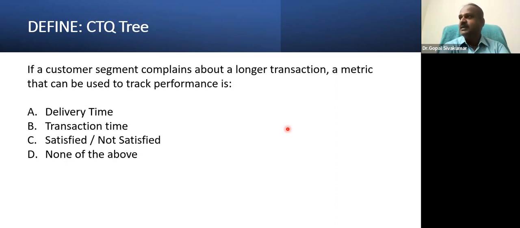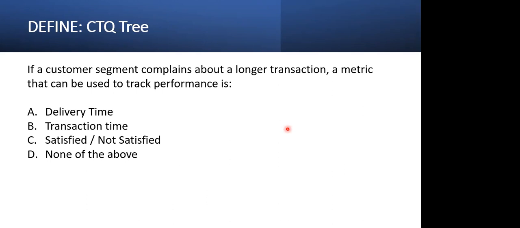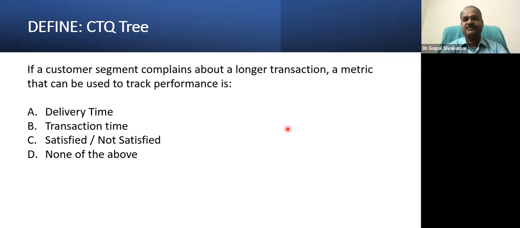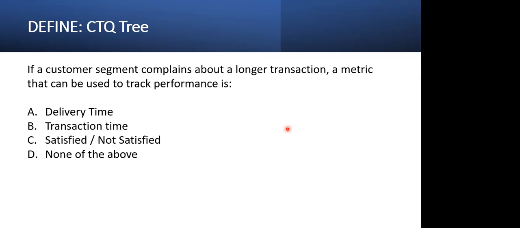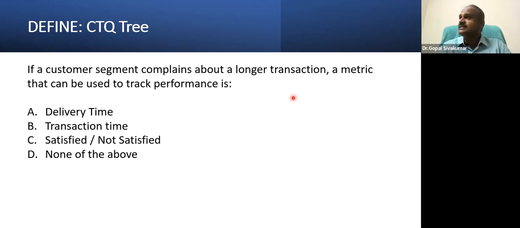If a customer segment complains about a longer transaction, which metric can be used to track the performance? Transaction time. The customer is worried about transaction, so you work on the transaction time, right? Whatever the customer requirement, you should work on it. So CTQ is transaction time.